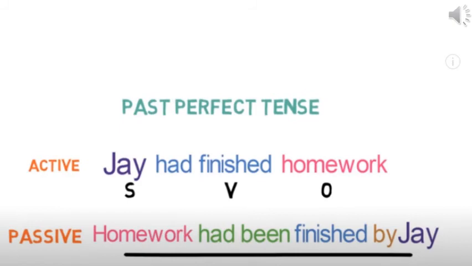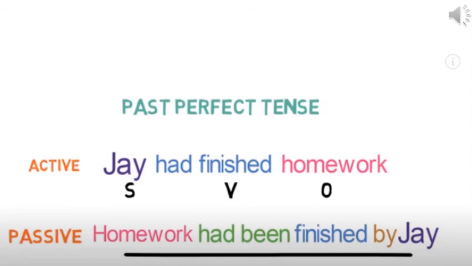Let's look at the example of past perfect tense. In the active sentence, Jay had finished homework. To make it passive, first we will identify the subject, verb and object. Here Jay is the subject, had finished is the verb, homework is the object. Second step, swap subject and object. Homework will come in the front and Jay will go at the last of the sentence. Then we change the verb to the verb third form. Now here had finished will change to had been finished.